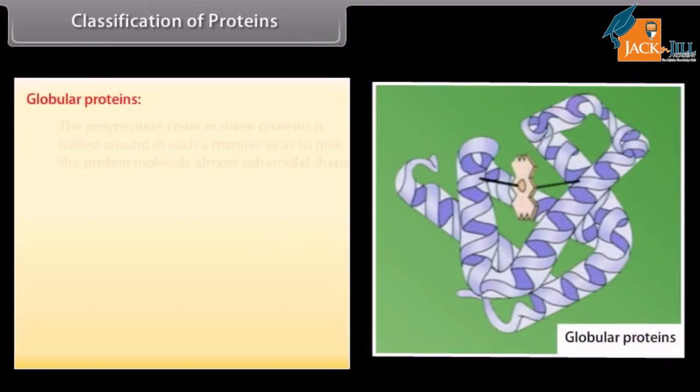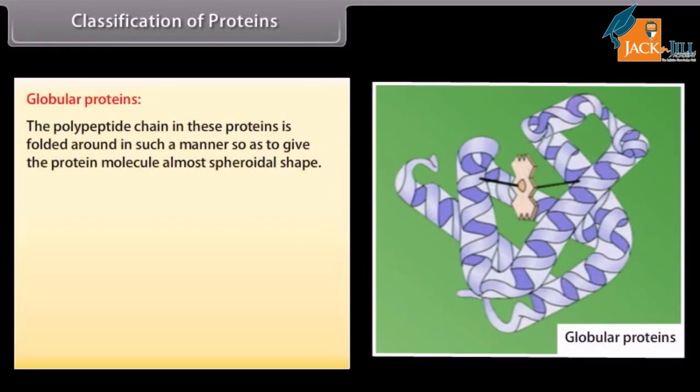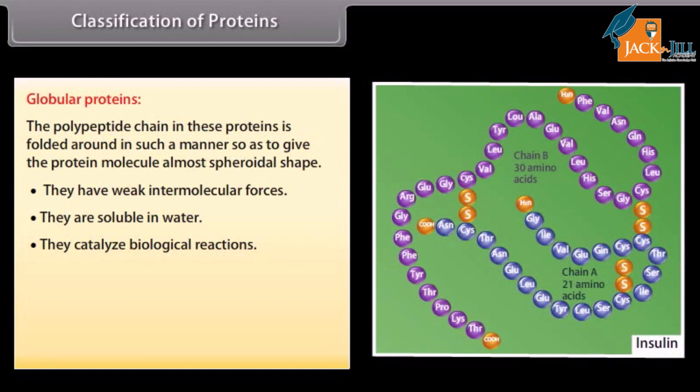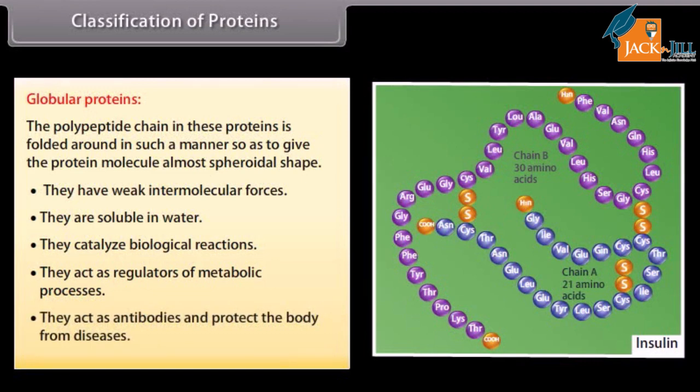Globular proteins. The polypeptide chain in these proteins is folded around in such a manner as to give the protein molecule an almost spheroidal shape. They have weak intermolecular forces. They are soluble in water. They catalyze biological reactions, for example, insulin and thyroglobin. They act as regulators of metabolic processes, for example, maintaining blood sugar level. They act as antibodies and protect the body from diseases.